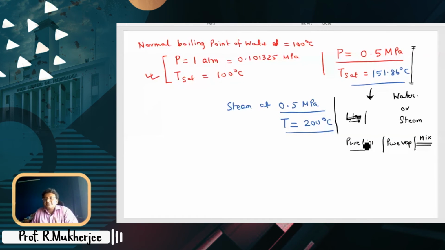This everybody understands? What I have written is that even at this condition, you can have your substance in three forms. You can either have pure liquid, which I would put as saturated liquid. You can have pure vapor, which I will put as saturated vapor. Or you can have a mix of both. Everybody understands this?